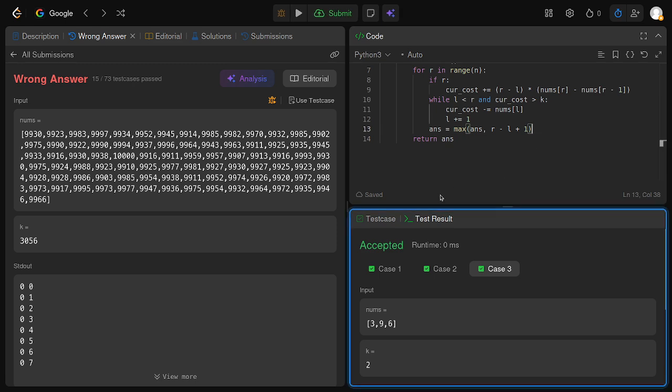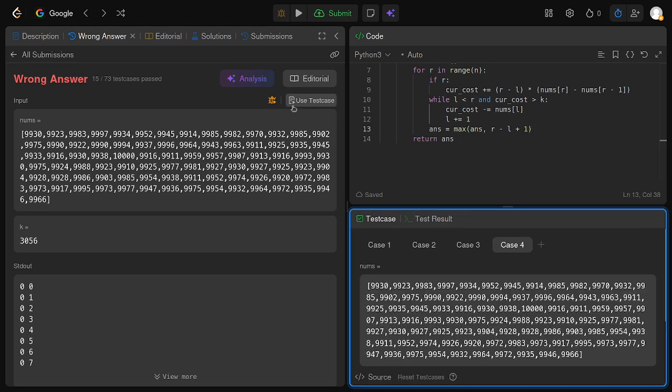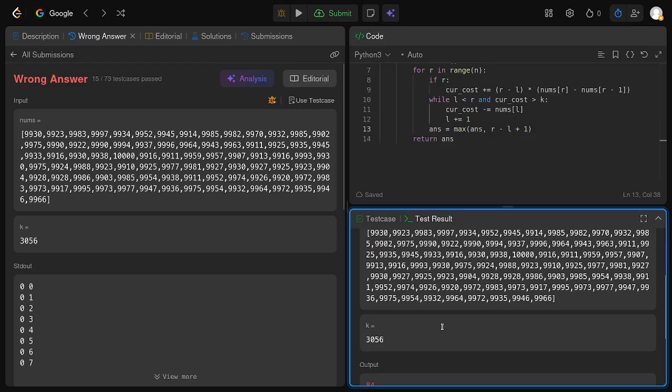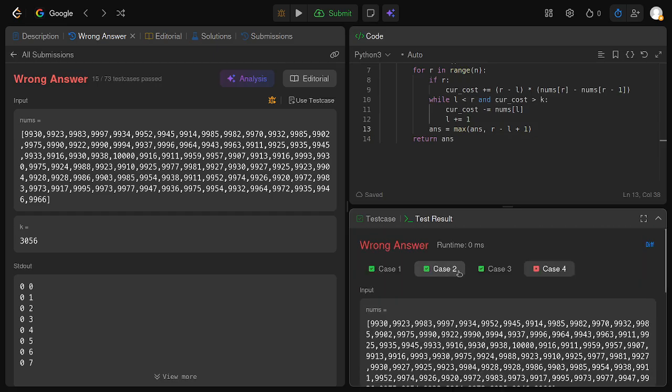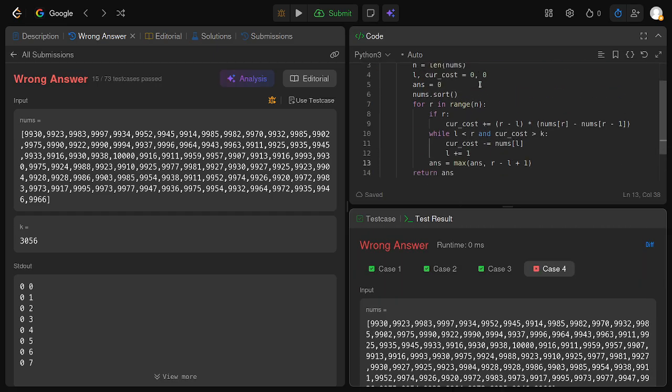Wrong answer. What? That's bad, because I really cannot debug this case. That sucks. Something is wrong with the logic. Shouldn't lower by this, should it?